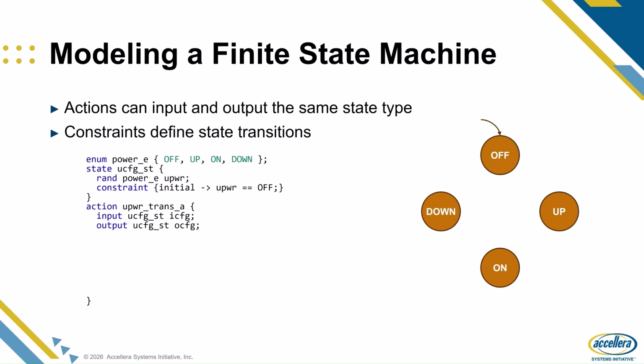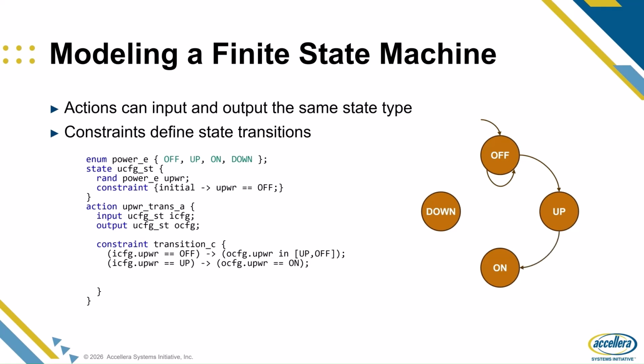in the off state. Constraints define which transitions are legal, so from the off state we can either move to up or stay in off. From up we have to go to the on state, and from on we can either stay in on or move to down. And then down goes back to off. The solver only generates legal transition sequences, so it would take at least 2 traversals of the power transaction to move from off to on.